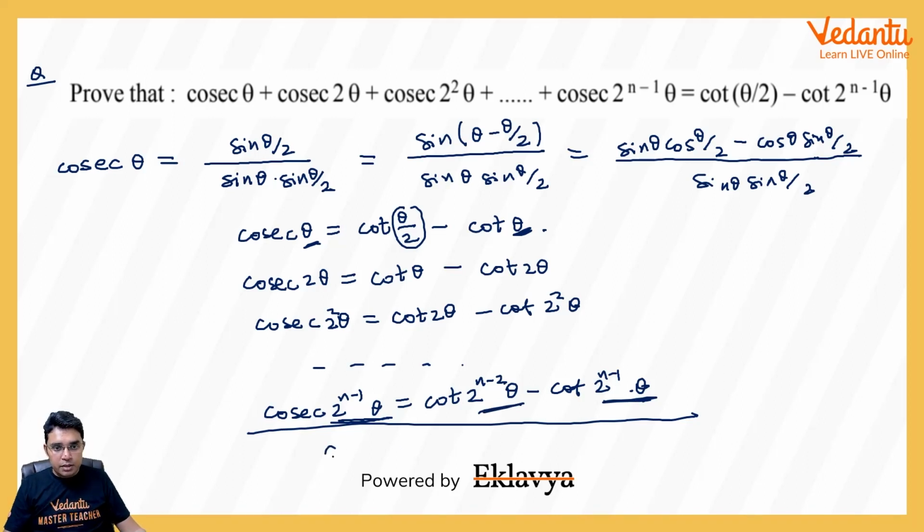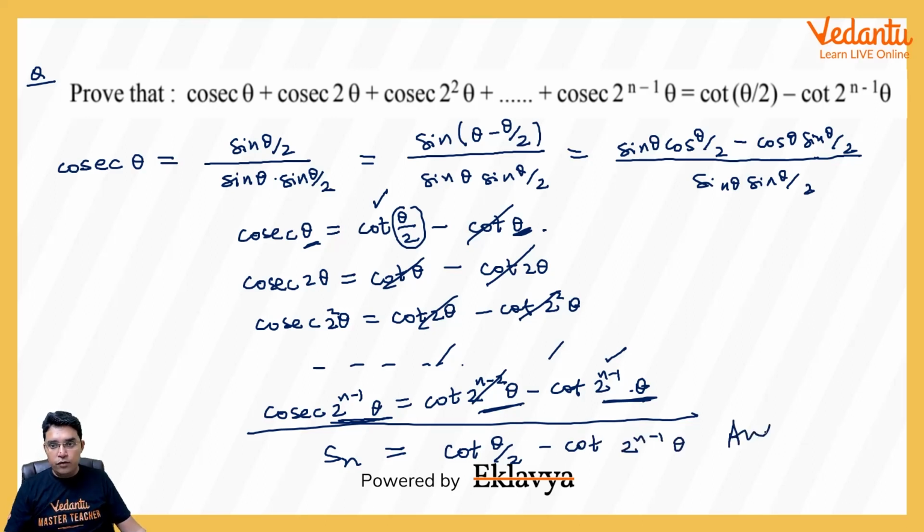Now the summation time. So if we add them, you can check this cot theta gets cancelled with this, cot 2 theta gets cancelled with this, and so on and so on. Here cot theta by 2 is remaining. So here cot of 2 power n minus 1 theta will be remaining. This will also get cancelled. So what we are left with, cot of theta by 2 minus cot of 2 power n minus 1 theta. So this is how we can prove this.